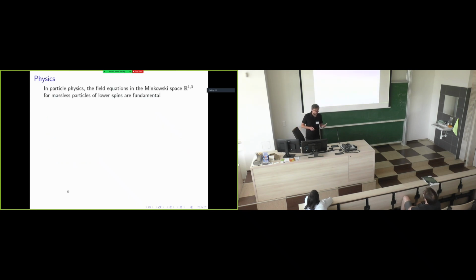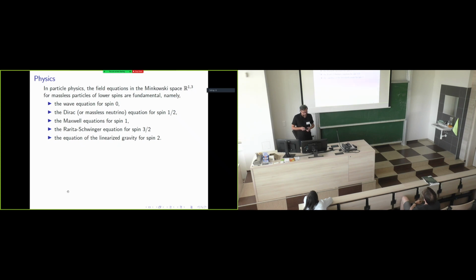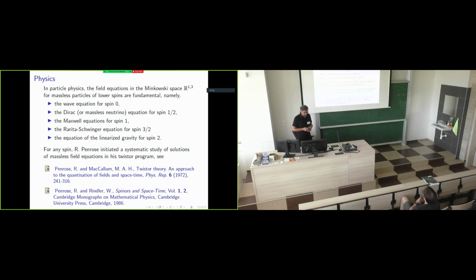Let me start with a short motivation coming from physics. In particle physics, the field equations in the Minkowski spacetime for massless particles of lower spins play a fundamental role. Namely, for spin 0, the wave equation, for spin 1/2, the Dirac, or better to say, massless neutrino equation, for spin 1, the Maxwell equations, for spin 3/2, the Rarita-Schwinger equation, and for spin 2, the equation of the linearized gravity. Actually, for any spin, Roger Penrose initiated his twistor program, a systematic study of solutions of massless field equations.